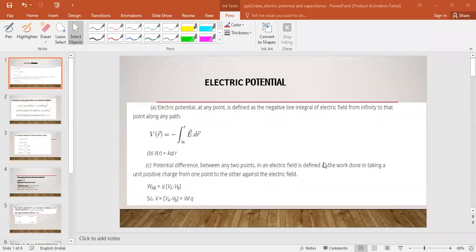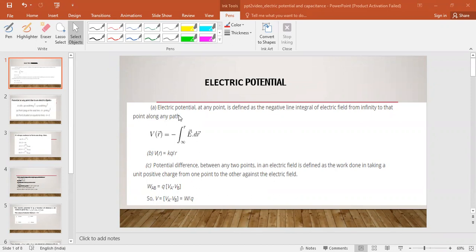Welcome back, students. Now we will discuss another topic, that is electric potential. Okay, so now we will find out some of the important problems based on the potential, electric potential. We will consider some important points now, and then straight away I will tell you some problems based on this concept.